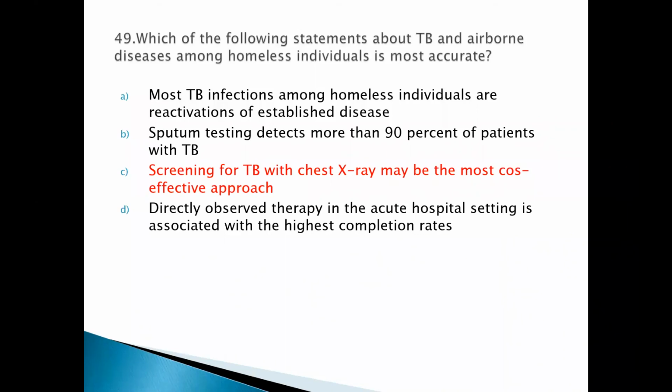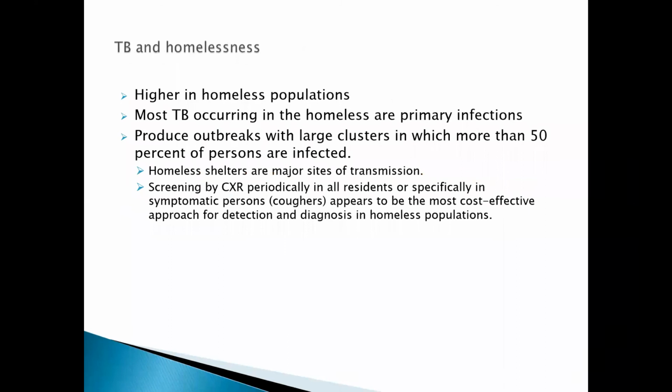X-ray may be the most cost-effective approach. And we should have a little bit more about this on the next slide. This is because TB is higher in homeless populations. Most TB occurring in the homeless are primary infections. And when you have a large group of homeless people, this produces outbreaks with large clusters in which more than 50% of persons are infected.